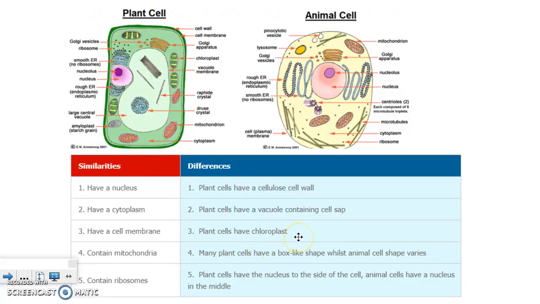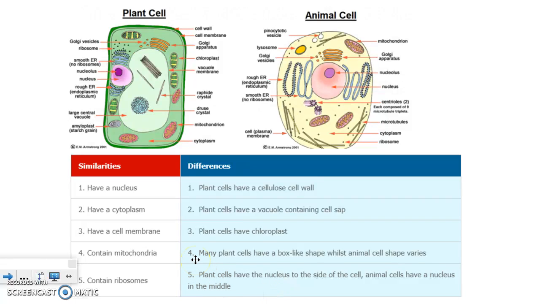Now, one of the big differences between a plant cell and an animal cell is chloroplast. These green structures here, those are chloroplasts, and they help the plant to make food. Animal cells do not have chloroplasts. Animals do not make their own food, so we don't have chloroplasts within our cells.